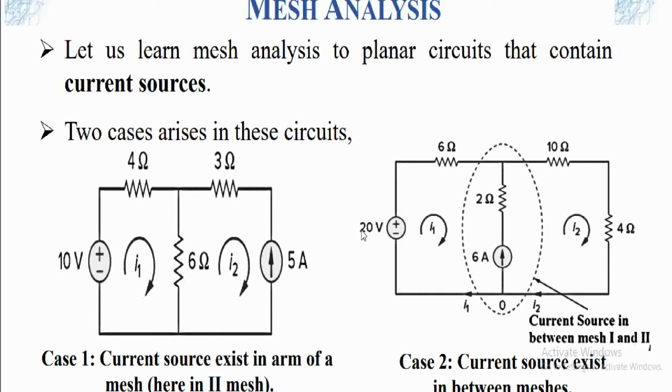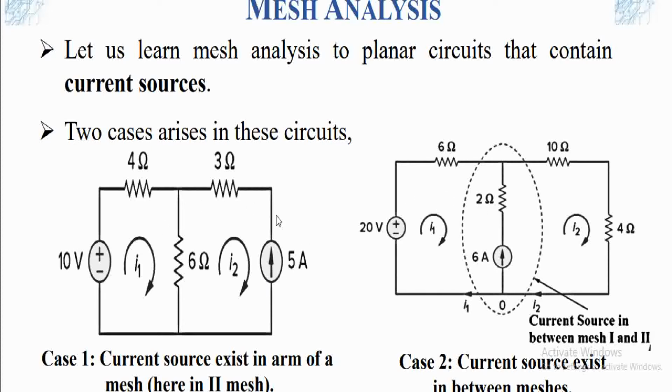Let us learn mesh analysis for a planar circuit that contains a current source. Have you observed? Yes, whatever observation you have made is correct. In this circuit, this mesh has one current source. In the previous video we saw a voltage source and how to analyze the circuit with it. Compared to the previous video, here we have a current source. That is the difference. And one more difference between these two circuits.